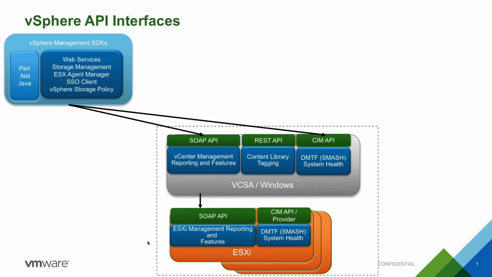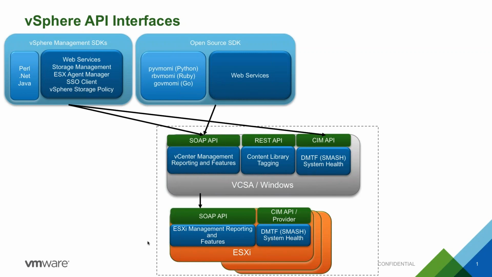Now, another part of the issue with the SOAP API and even the SIM API for a certain point was the limit of how you can talk to it or how you can interact with it. So you were left with the vSphere management SDKs, which were in Perl, .NET, and Java, and again, they could interact with all the services that are listed there. However, after a little while, we ended up releasing some open source SDKs, which were in a little more modern languages such as Python, Ruby, and Go.